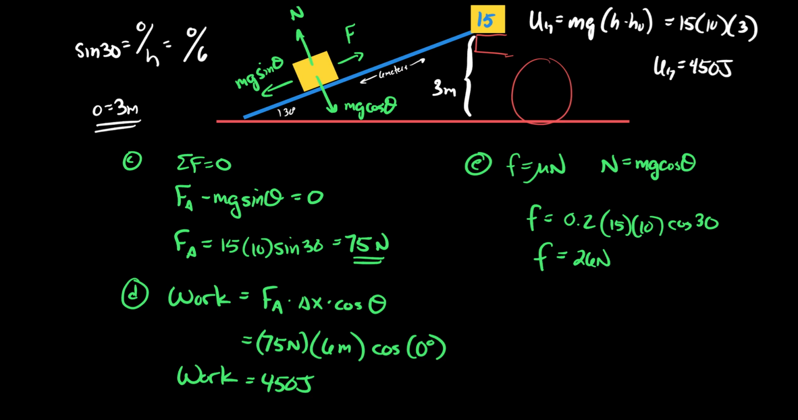If the box is pushed at a constant velocity up the ramp, with friction acting on the box, what force would be required to push the box? Well, we already know that without friction, we have to push with 75 newtons. I'm thinking with friction, I'd have to push with 75 newtons plus 26 newtons. So 101 newtons of force.